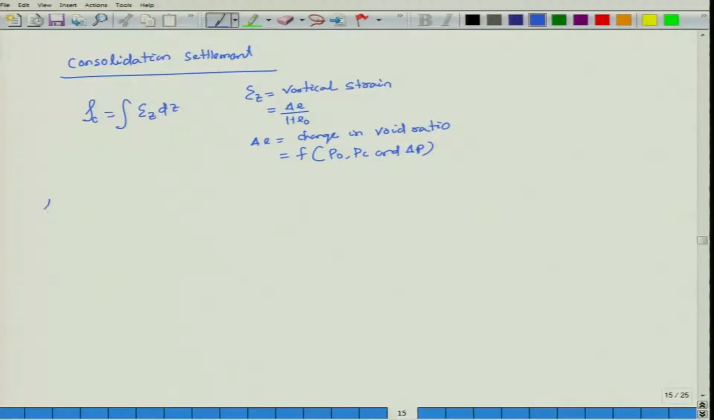So, consolidation settlement generally is C c by 1 plus E 0, H c, log 10 of P 0 plus delta P average divided by P 0. It is for normally consolidated soil.